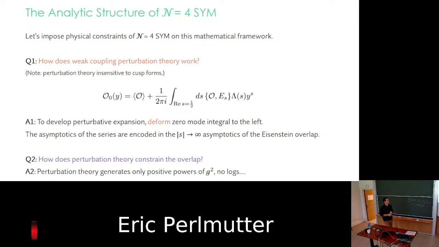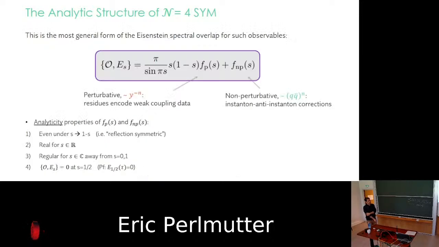And in doing so, the asymptotics of the series will be encoded in the asymptotics of this overlap at large negative s. In particular, whether it converges, diverges, is Borel summable, or is not, will be encoded as a statement about the functional dependence of this thing on s at large s. But even just the fact that perturbation theory generates positive powers of Yang-Mills squared and can't generate logarithms tells us that this overlap is highly constrained functionally.